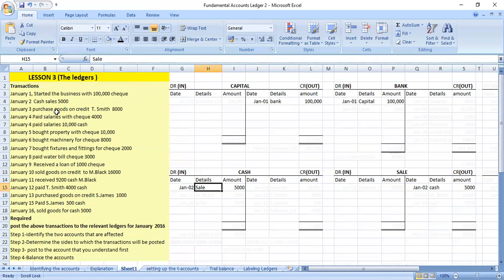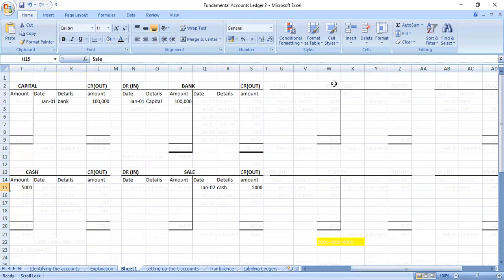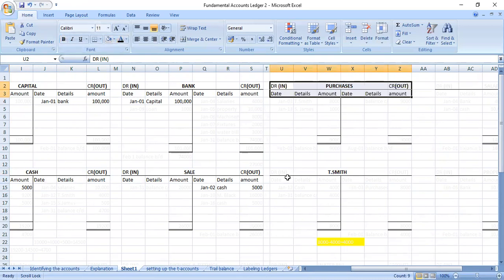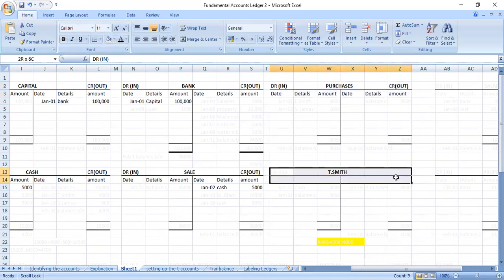On January 3, purchased goods on credit T. Smith, $8,000. It simply means that this was not a cash or bank transaction, and so we need to create an account for T. Smith. Do we have a purchases account? No. So we have to create our two accounts now. Purchases, and T. Smith. And then we ensure that we label our accounts, so that we can track the sites where the information is going to be posted.